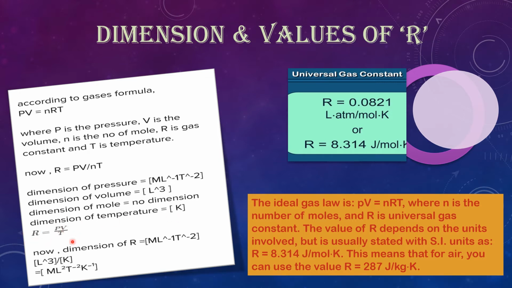R is equal to PV by T. Now, for the dimension of R, where n is equal to 1, R is equal to PV by T, because n doesn't have any dimension. That's why we are not considering n here. Now, the dimension of R is M into L to the power minus 1 into T to the power minus 2, into L cube, divided by K. That means it is M L square T to the power minus 2 K to the power minus 1. And this is the dimension of R.